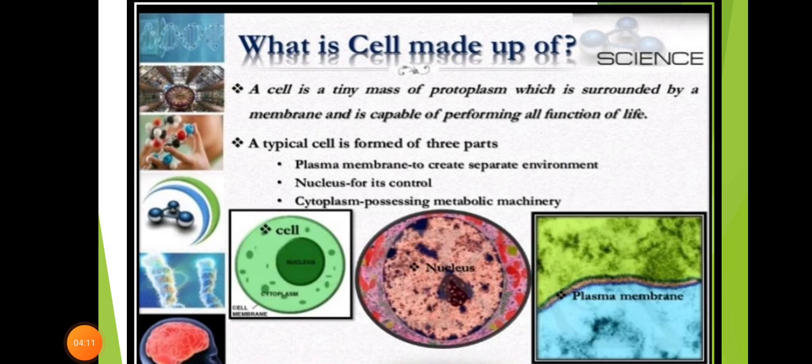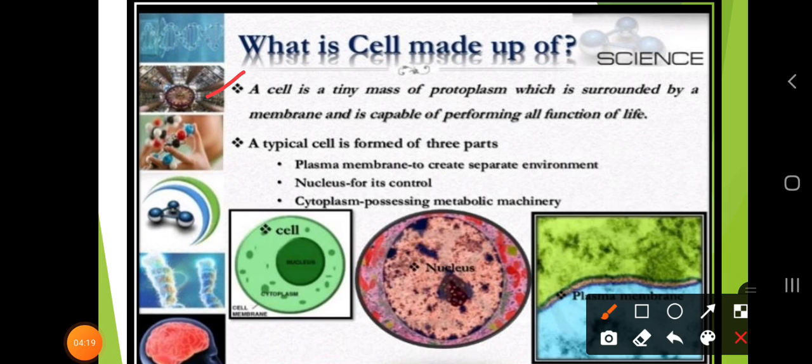As I told, we are going to learn what the cell is made up of. A cell is a very tiny mass of protoplasm which is surrounded by a membrane, and it is capable of performing all functions of life. Membrane means one simple wall. What is the capability of this membrane? It performs all functions of life. And the typical cell is formed of three parts.